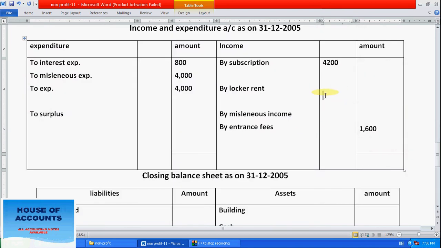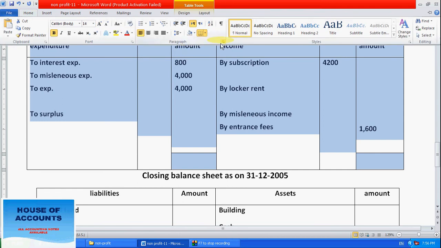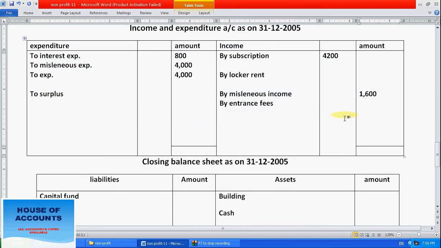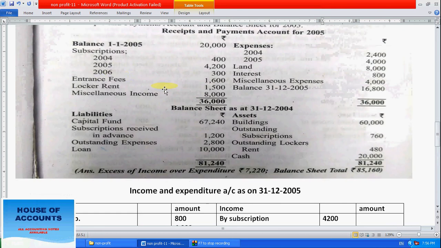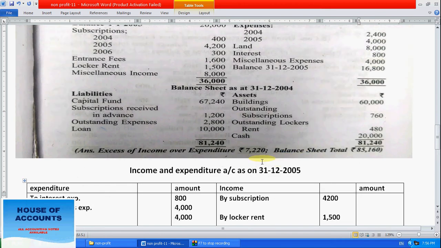Let's see whether there is any adjustment on locker rent or not. Let's arrange this first, because it won't match with the lines. Now it's matching. Miscellaneous income, entrance fees here. Locker rent 1500. Miscellaneous income 8000 goes directly in the outer column because it won't have any adjustment.